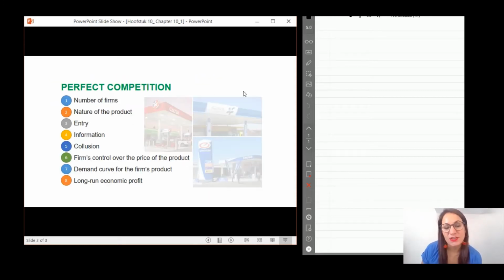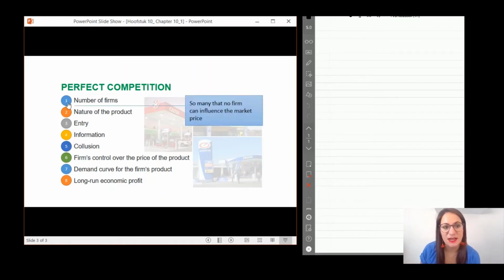So your perfect competition is, let's take garages and fuel stations in South Africa as an example. You have Caltex and Engen and Sasol and the few new ones that currently are doing the rounds in South Africa. So let's go to the characteristics of a perfect competition.